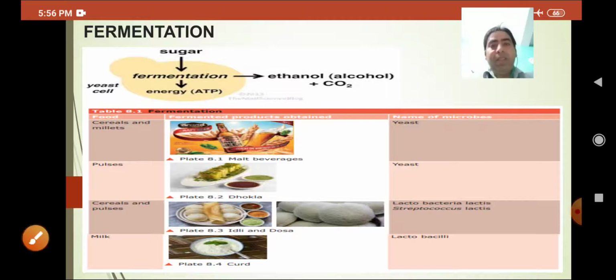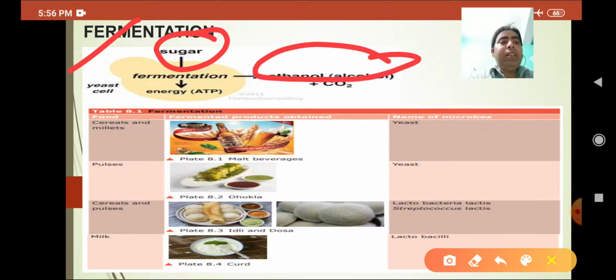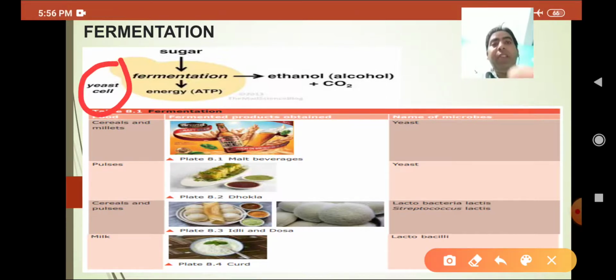What is fermentation? Fermentation is a process of conversion of sugar into alcohol, that is ethanol, by the action of microbes. Which microbe? That microbe is very important: by the action of a microbe called yeast. This process is called fermentation. In this process yeast is used, which is the microbe that brings about the fermentation.